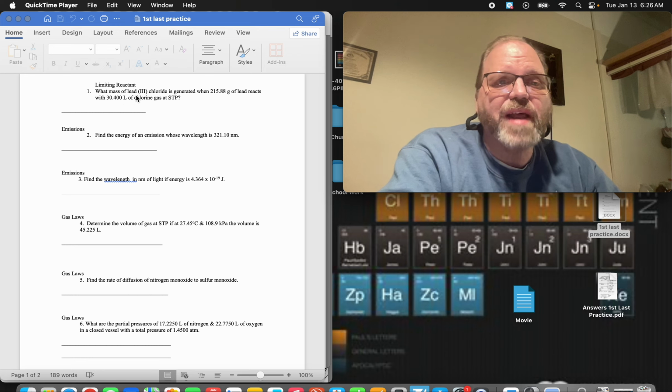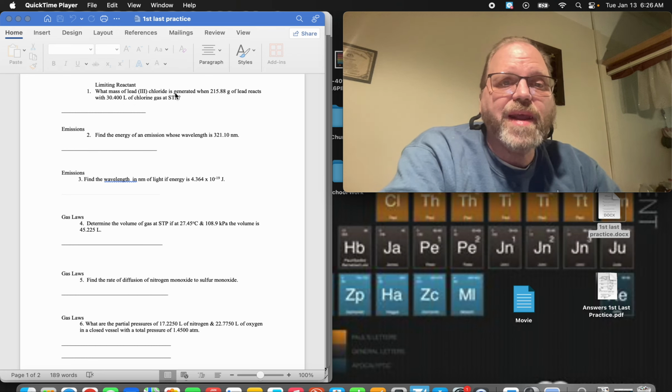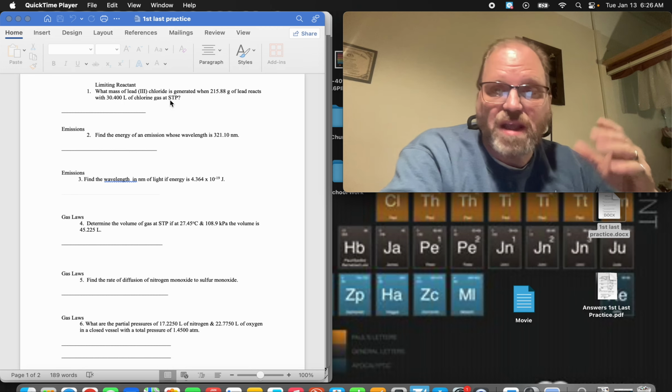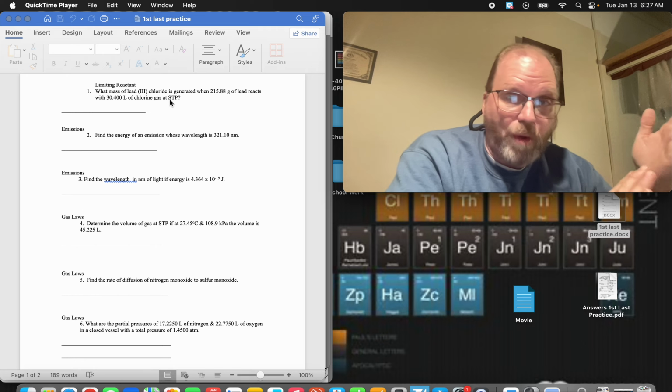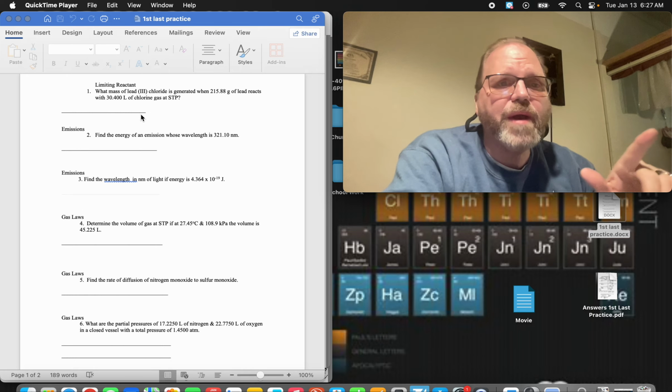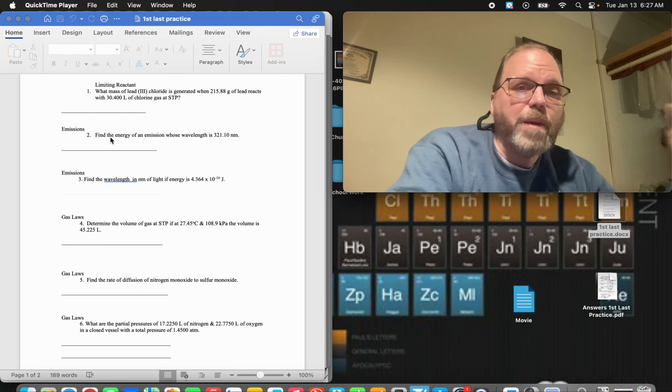What is the mass of lead 3 chloride generated when 215.88 grams of lead react with 30.400 liters of chlorine gas at STP? So we're doing limiting reactant, we're doing both of those. Remember molar volume, molar mass. Then we've got 2 emission problems. We're going both ways.